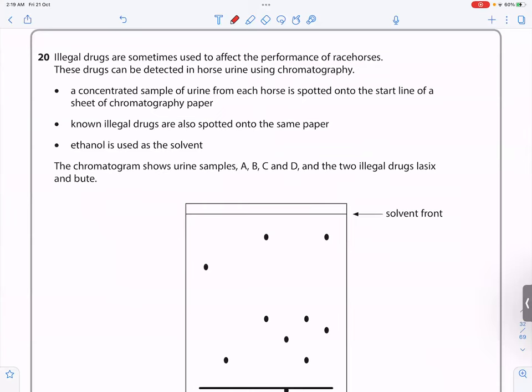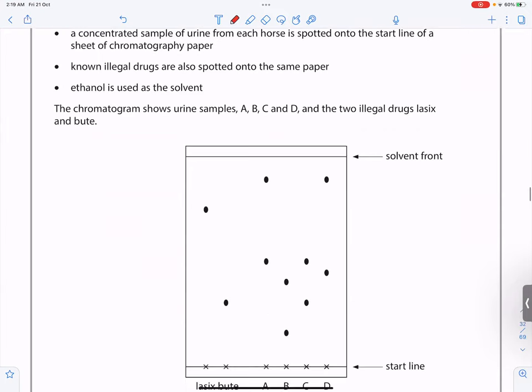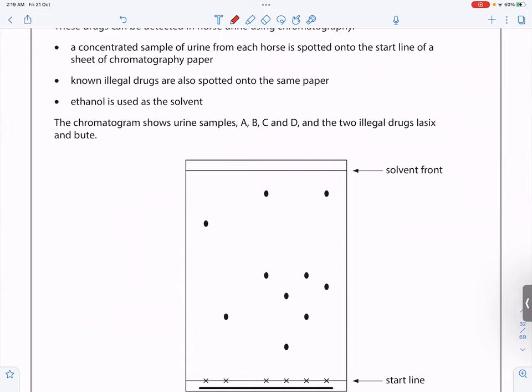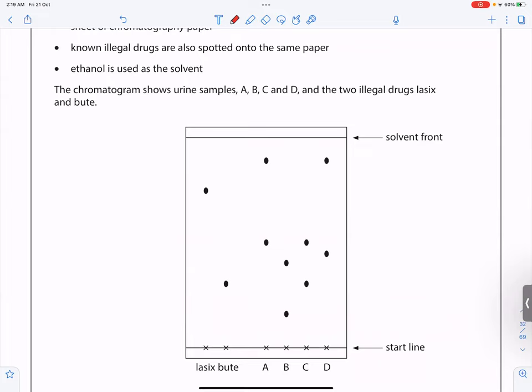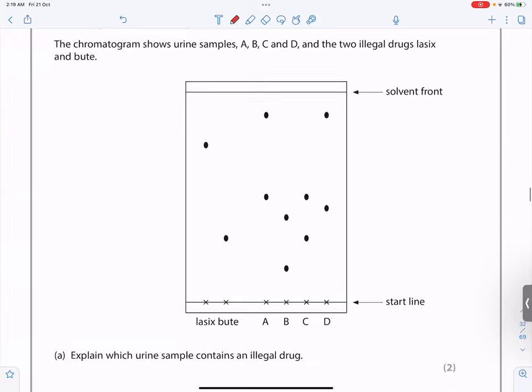Question 20. Illegal drugs are sometimes used to affect the performance of race horses. These drugs can be detected in horse urine using chromatography. A concentrated sample of urine from each horse is spotted onto the starting line of a sheet of chromatography paper. Known illegal drugs are also spotted on the same paper. Ethanol is used as a solvent. The chromatogram shows urine samples A, B, C, and D, and the two illegal drugs lasix and butyrate.